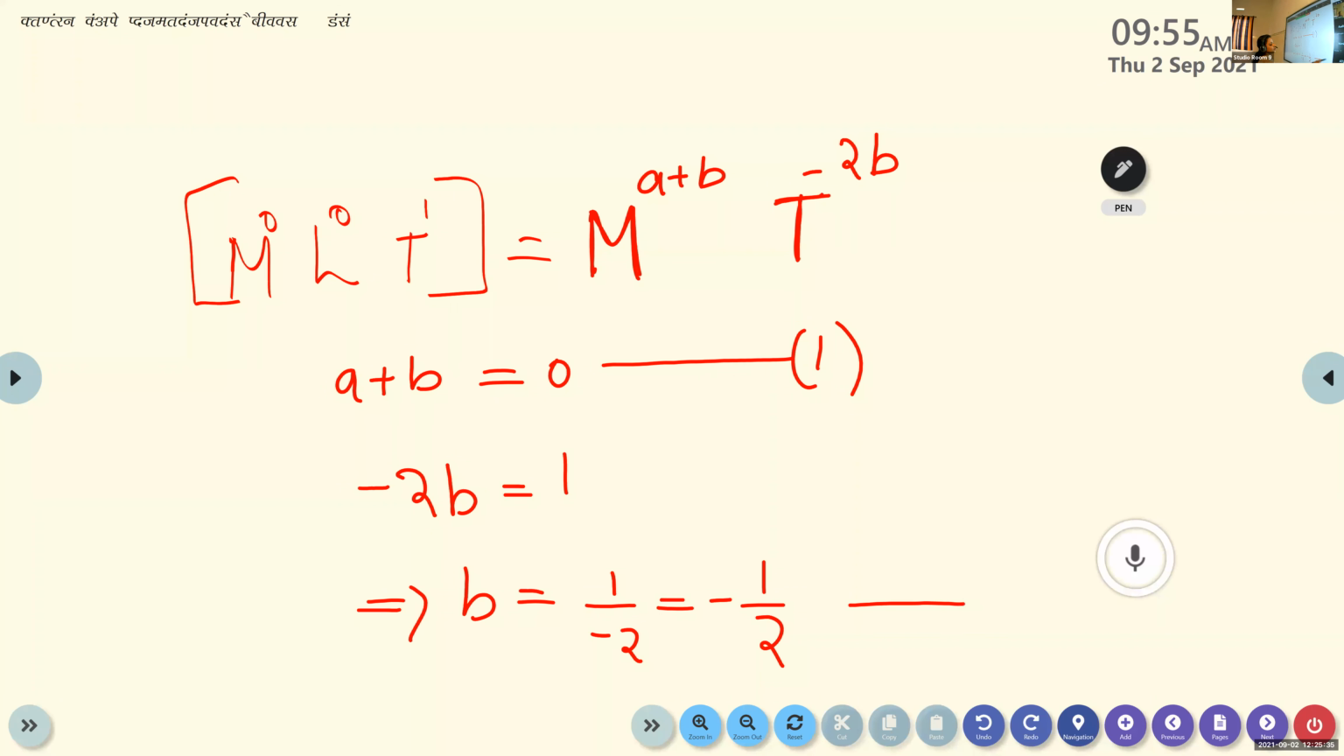Now, this is our equation number 2. Here we get the value of b. The value of b, or the exponent b, is equal to minus half. Then we can substitute the value of b in our equation number 1, thereby we get the value of a. So, what is our next step?